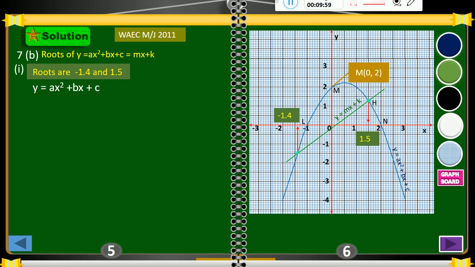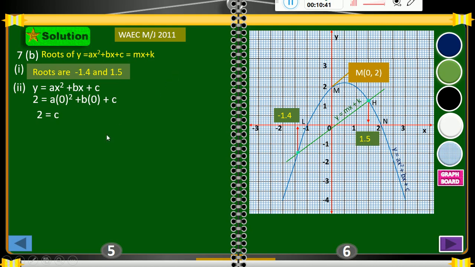Now we are going to find the values of a, b, and c. And to find the values of a, b, and c, we need to find the coordinate of M, the coordinate of N, and the coordinate of L. And the coordinate of M, x is 0, y is equal to 2. Now we are going to substitute that. On simplifying that, we have c is equal to 2. So we have gotten the value of c using these coordinates.